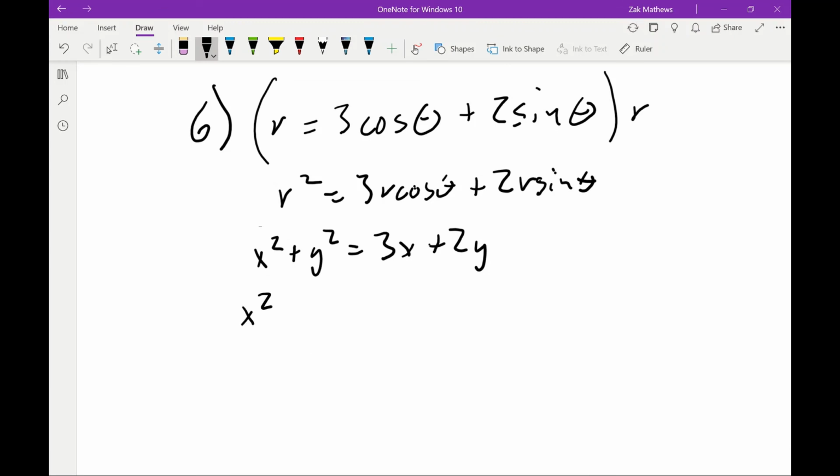So I'm going to get the x terms together, subtract the 3x over. I'm going to leave myself a blank to complete the square. I get my y terms together. I'm going to leave myself a blank there to complete my square. That means I'm going to have 2 blanks being added together on the right-hand side.